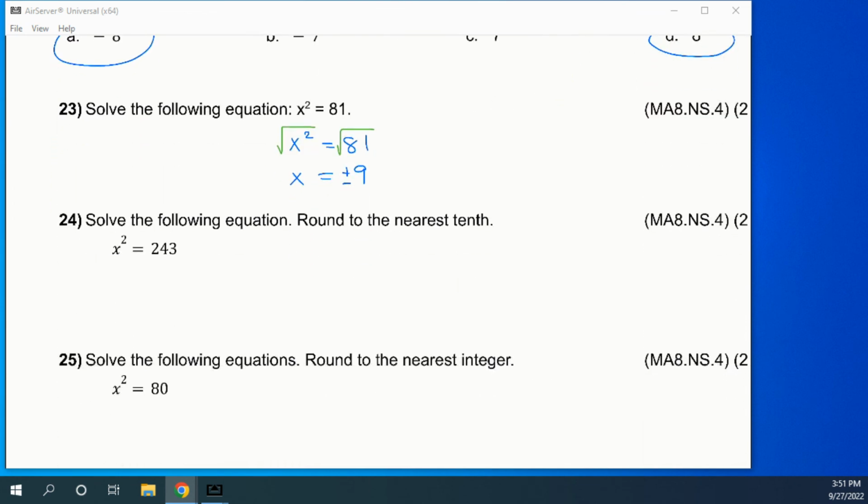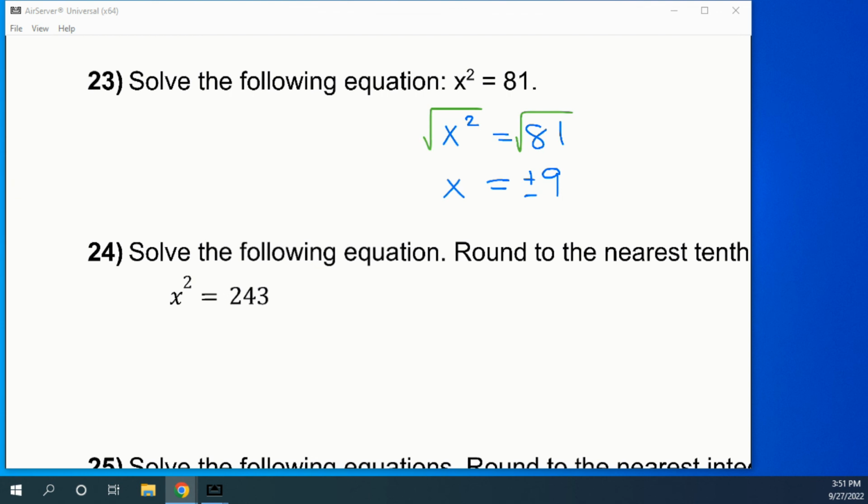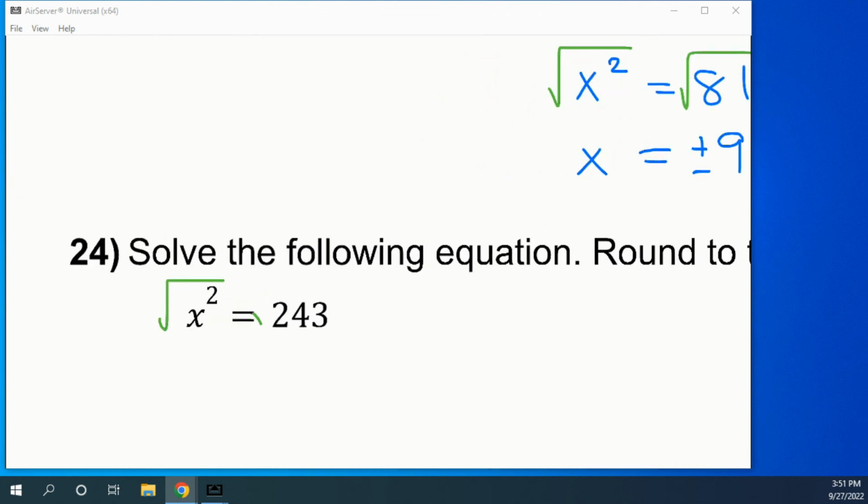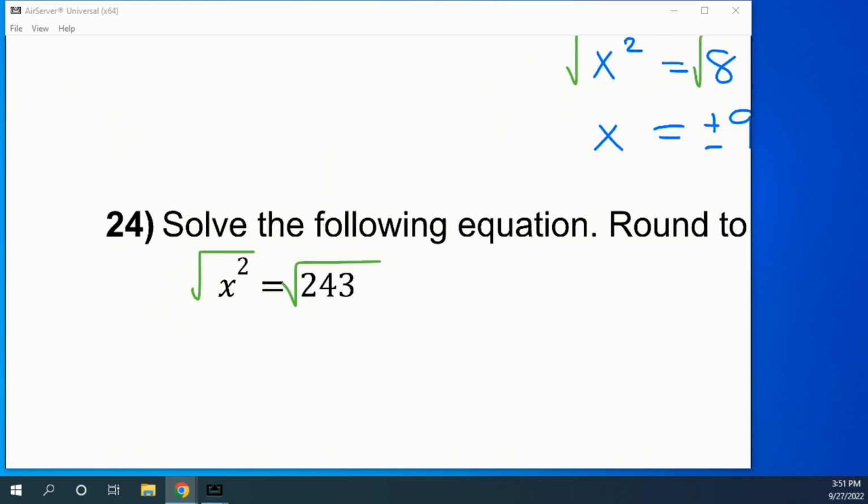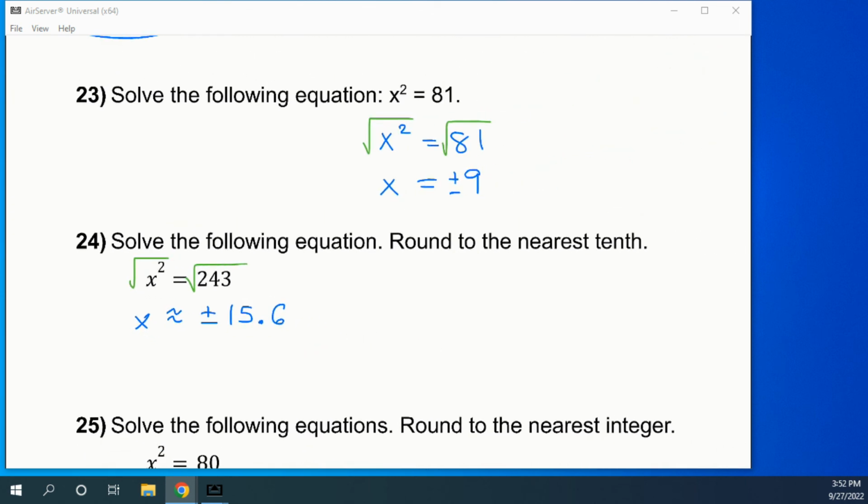Two more here. Again, number 24, we're just going to take the square root of both of these. It does say round to the nearest tenth. So this is going to be positive or negative about 15.6 when I round it to the nearest tenth. It does tell me in the directions to round to the nearest tenth, which is this first decimal point here, that would be 6 tenths. So make sure we are following those directions as we go through these.